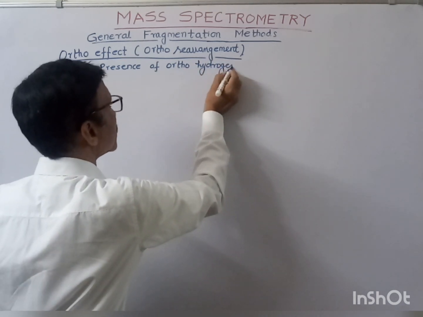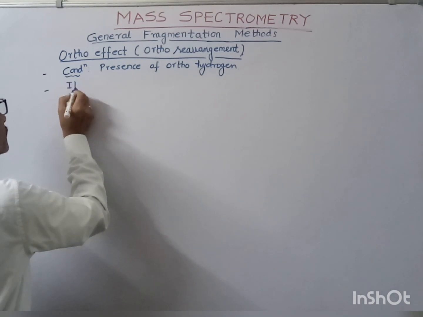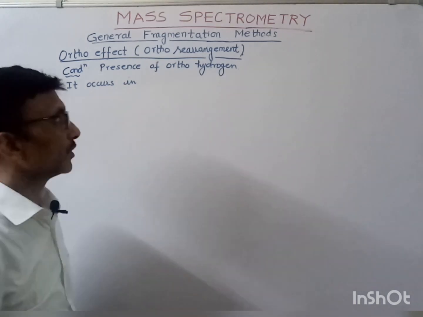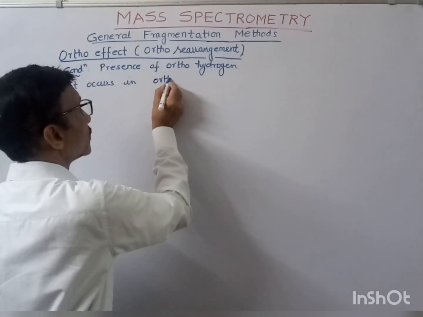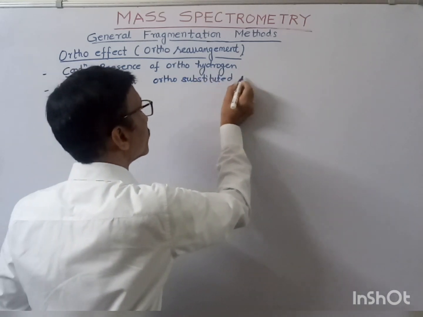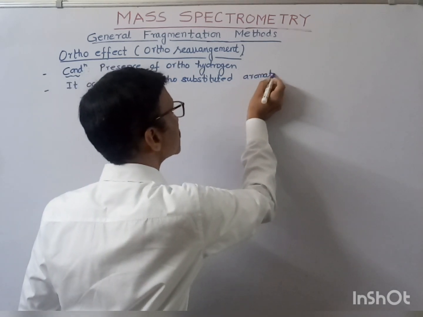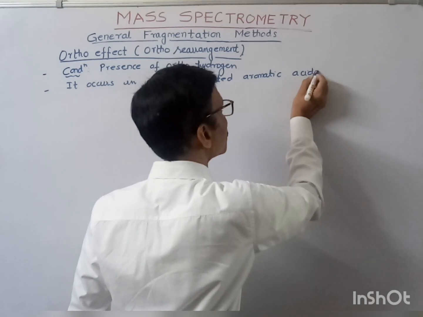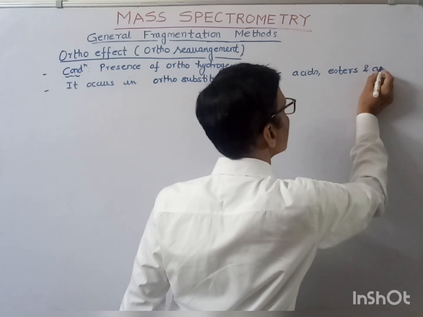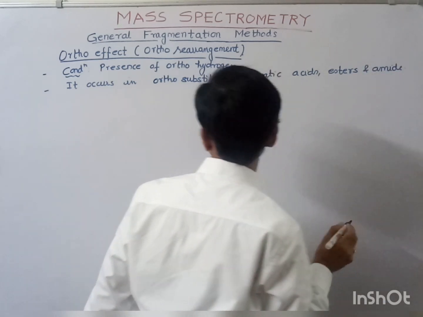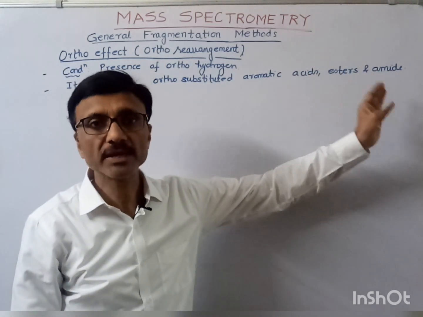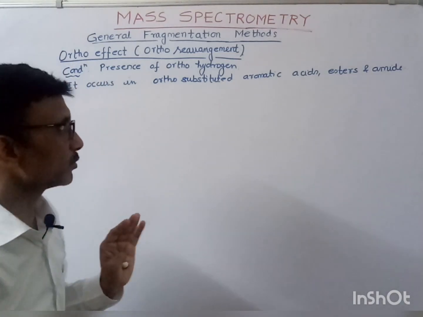Such a rearrangement occurs in some ortho substituted aromatic acids, esters, and amides. So if we have an ortho substituted aromatic acid, aromatic ester, or aromatic amide, then the ortho rearrangement can take place.